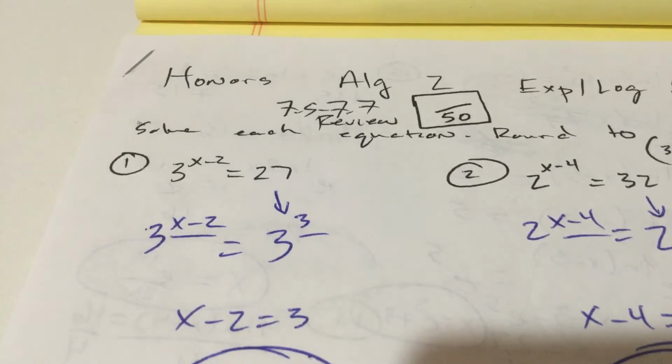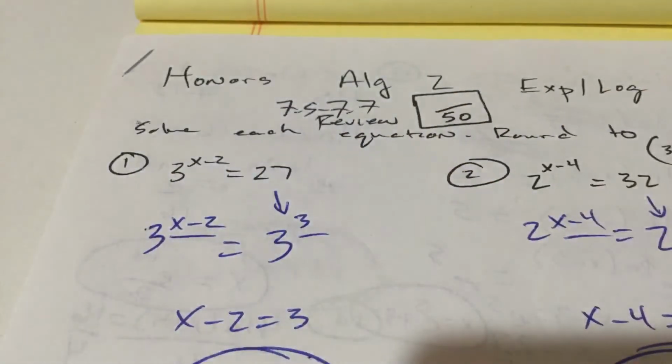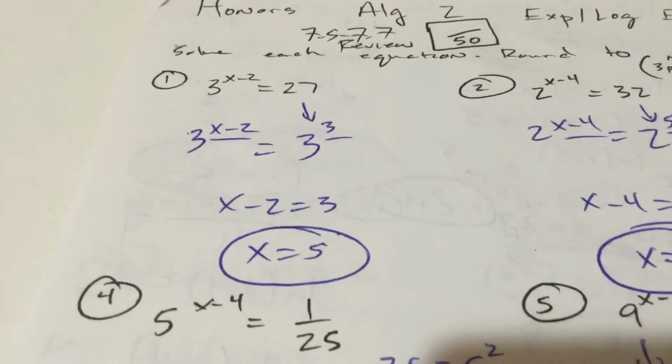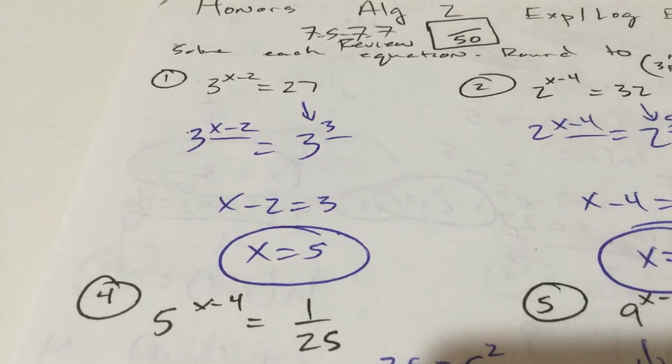This one, solve each exponential equation. Here's what we can do. We can get 27 to be 3 to the third power. All right? And I had a pen. I lost it. Anyway, set the exponents equal to each other. That means x minus 2 equals 3. X would have to be 5.